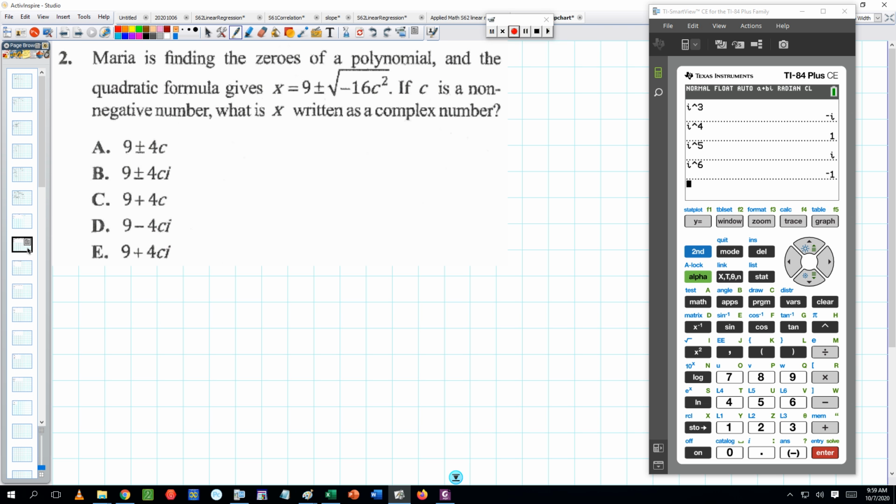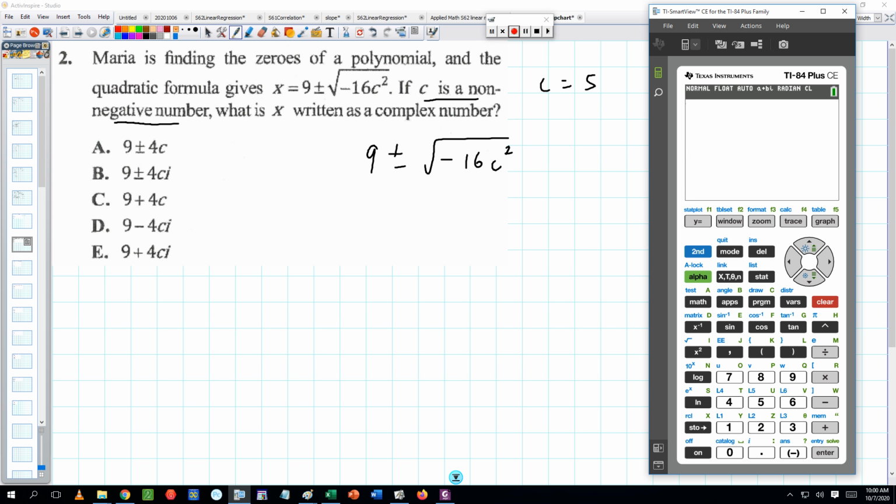Maria is finding the zeros of the polynomial, and the quadratic formula gives 9 plus minus the square root of -16c squared. c is a non-negative number, so I'm thinking of a non-negative number such as 5. So I'm going to go to my calculator and take a 5 and store it as alpha c. Why not? So what is x written as a complex number? So which one of those?